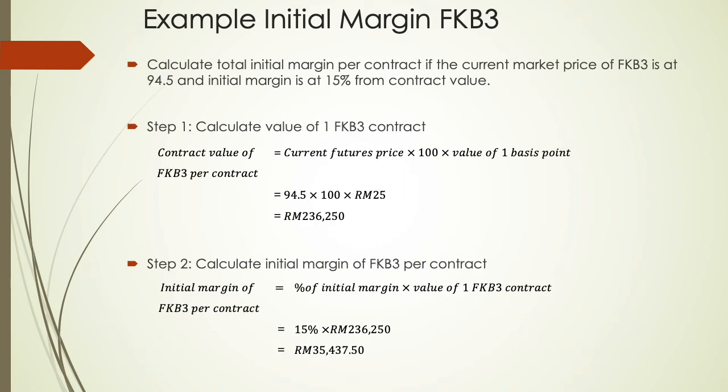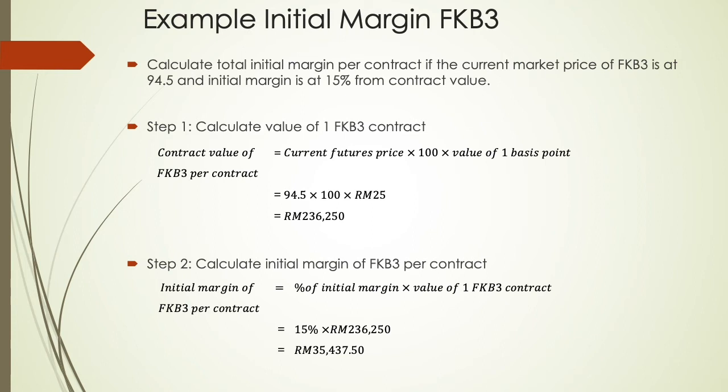Now we look at an example to calculate initial margin for FKB3. Let's say the question asks you to calculate total initial margin per contract if the current market price of FKB3 is at 94.5 and initial margin is at 15% from contract value. So step number 1, you calculate value of one FKB3 contract. Contract value of FKB3 per contract is equal to current futures price times 100 times value of 1 basis point. So 94.5 times 100 times 25 ringgit.